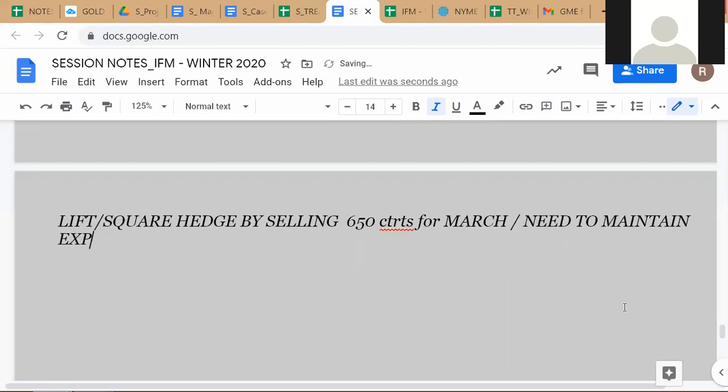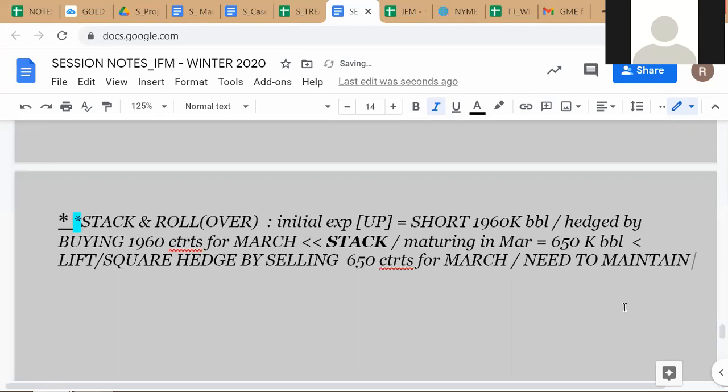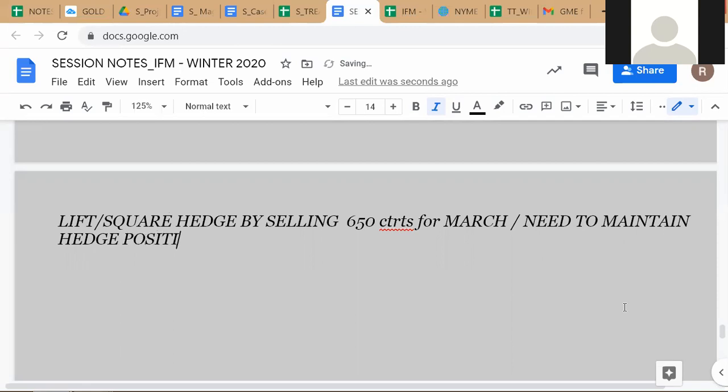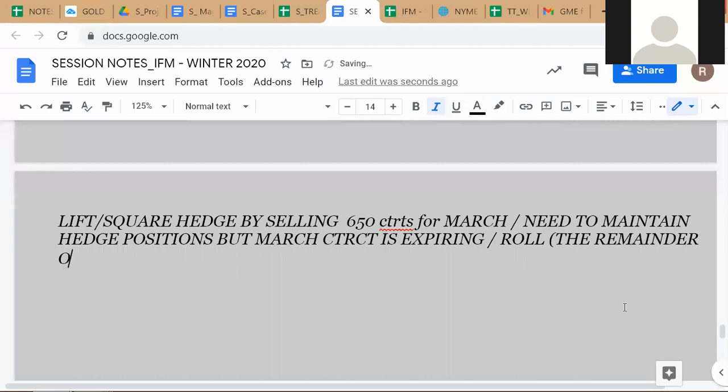Now, need to maintain hedge positions, but the March contract is expiring. Okay, so what to do? March contract is expiring. Therefore, this is where the roll part of it is concerned. It is basically roll, and you can think of it as roll the stack, roll the remainder of the stack. If I write it like this, it'll be easier for you to understand. What you have to roll is the remainder of the stack.